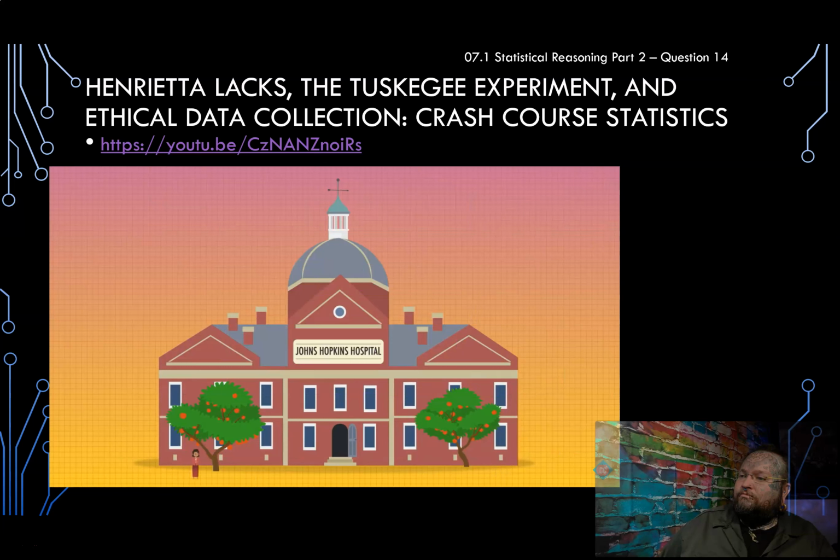In 1951, at the same time the Tuskegee study was running, a poor tobacco farmer named Henrietta Lacks went to Johns Hopkins Hospital in Maryland and had cells from a tumor collected without her knowledge or consent.